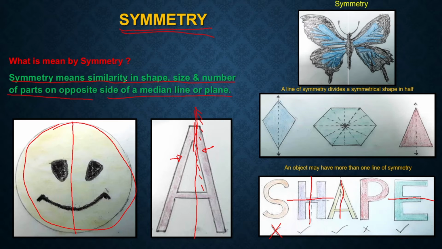Symmetry is where you can have similarity in shape, size and number of parts on the opposite sides of a median line or plane. The plane could be horizontal, the plane could be vertical, or the plane could be radial. So, based on this, you can have different types of symmetry.